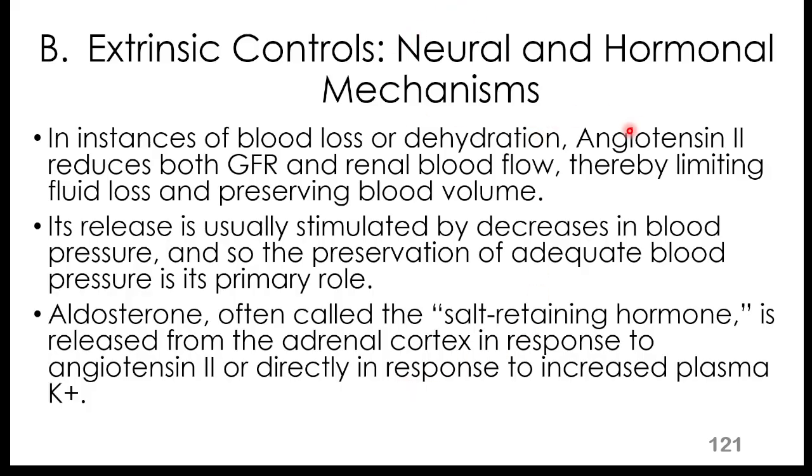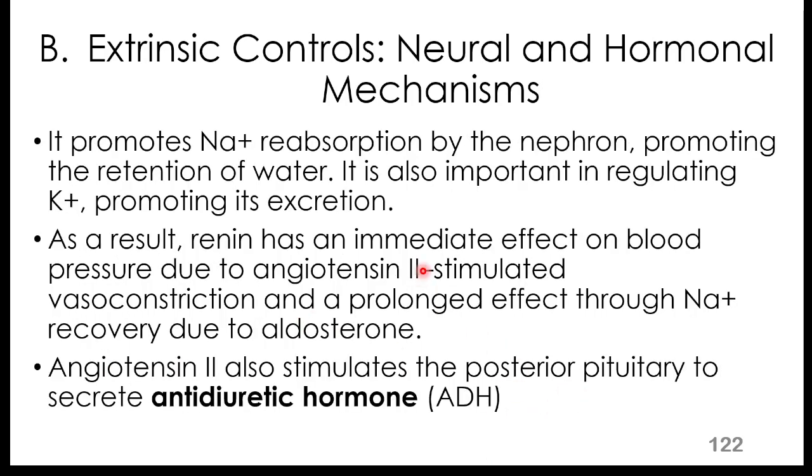All right. So yes, as we've said, angiotensin 2 will reduce both GFR and renal blood flow, thereby limiting fluid loss in times of blood loss or dehydration. Its release is usually stimulated by a decrease in blood pressure, and so its primary aim is to preserve adequate blood pressure. As I said earlier, aldosterone is also released from the adrenal cortex in response to angiotensin 2, or it might also be released directly in response to increased plasma potassium.